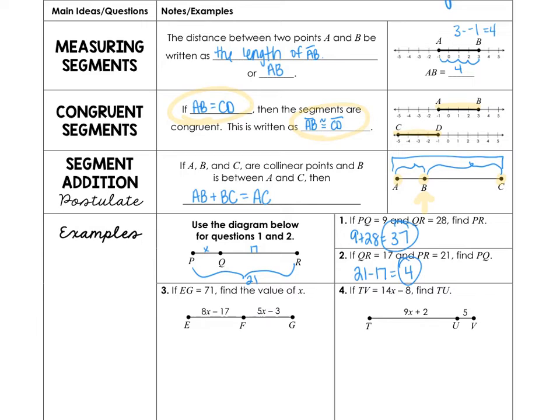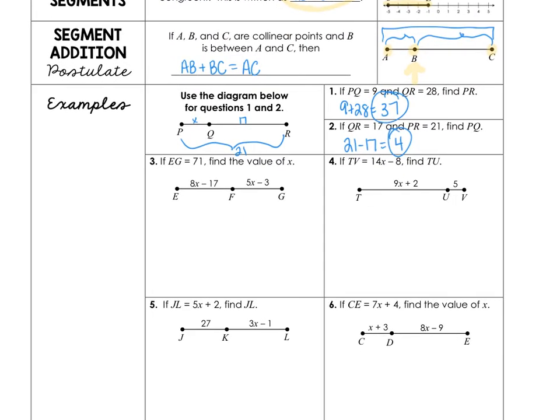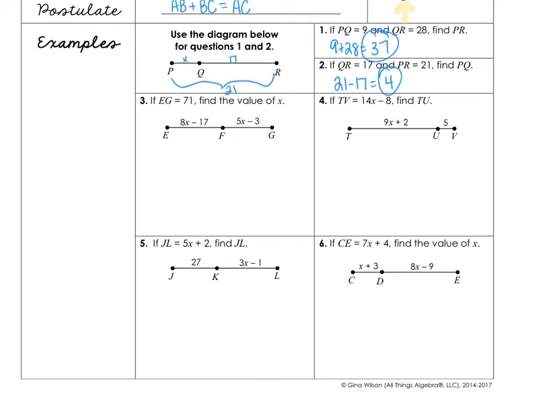Continuing on, we get a little bit of algebra mixed in here. If we look at number 4, TV tells us the whole thing is 14x minus 8. Our goal in the end is to find the distance from T to U. So we know that TU plus UV equals 14x minus 8.